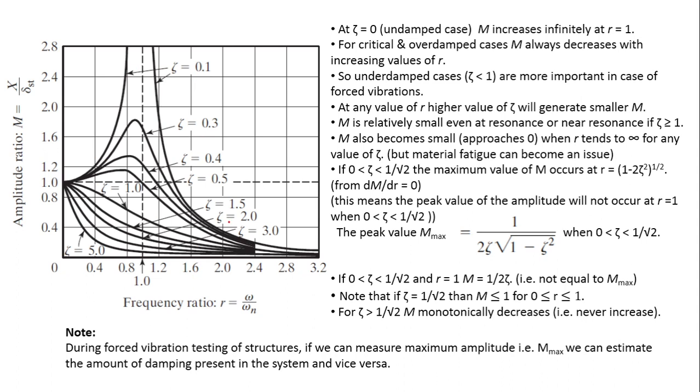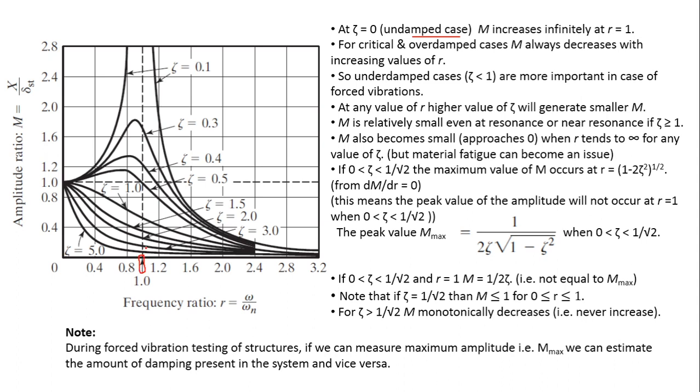Looking at this graph, we can sum up a few important points here. If you go through them one by one, you will see. You can first observe that at zeta equals 0, which represents the undamped case, m increases infinitely at r equals 1. So this is the value of r equals 1.